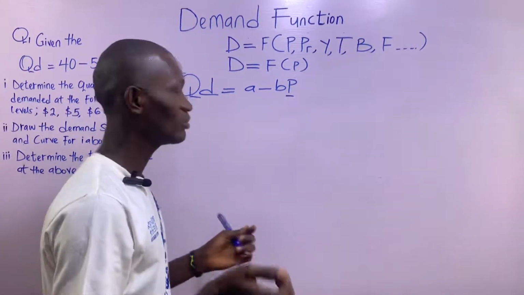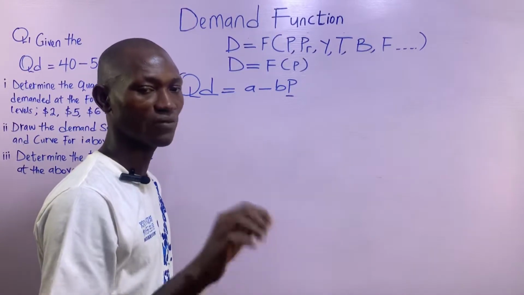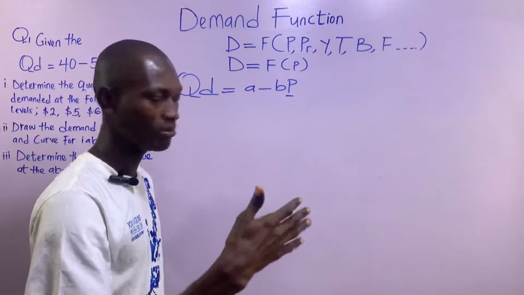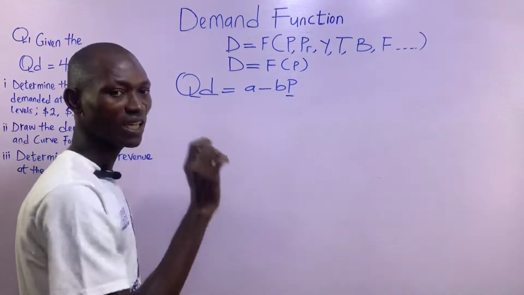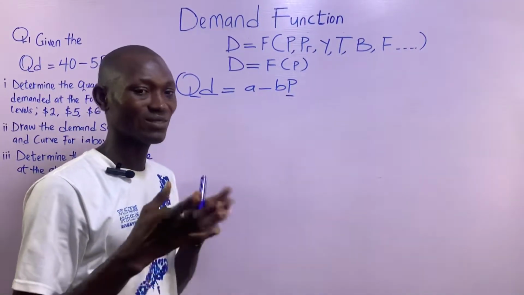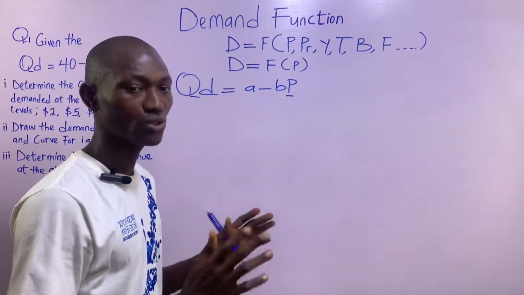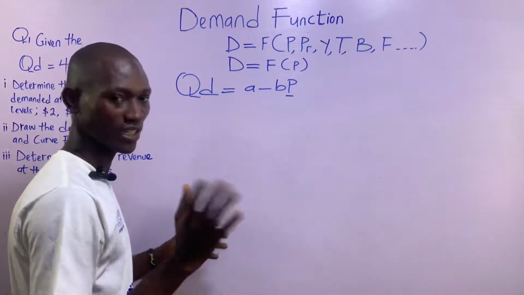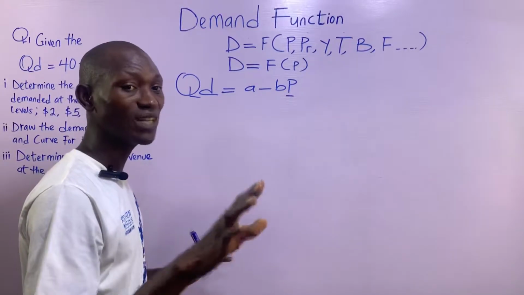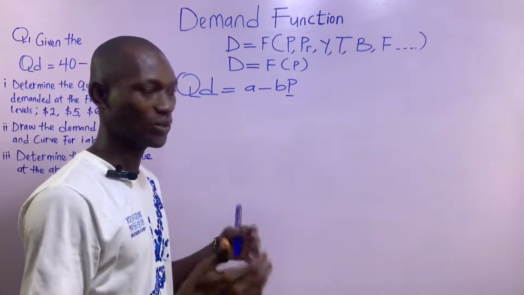A means autonomous demand. Autonomous demand or consumption are those consumption that do not depend on the level of income. That means irrespective of the change in the level of income, their demand remains constant. And the demand of goods that are usually constant are necessity goods. Let's say water, food, and all that. Those types of goods or services, their demand is usually constant.